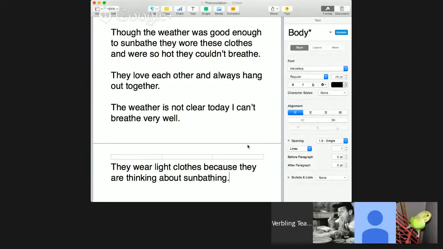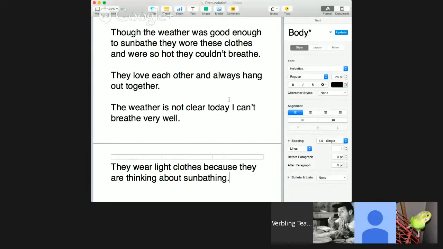Okay. Though the weather was good enough to sunbathe, they wore these clothes and were so hot they couldn't breathe. They love each other and always hang out together. The weather is not clear today. I can't breathe very well. They wear light clothes because they are thinking about sunbathing. Well done. Awesome work. It's 10 out of 10 for you, Salvatore.